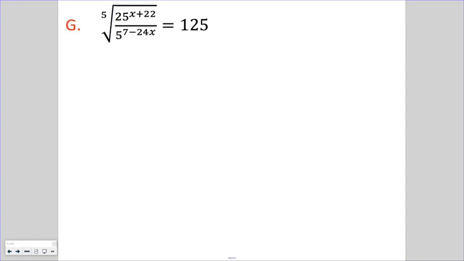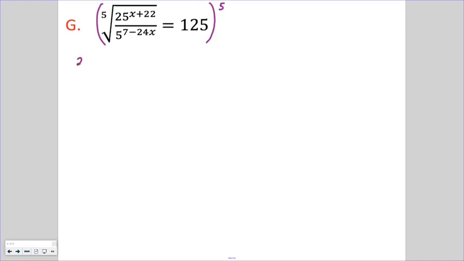Our very final example of applying rules of exponents to solve equations comes in the form of example G. Again, in this case, x is in the exponents, so we're probably going to be looking to get the same base on the left and the right-hand side. I have this 5th root here, and the first thing I'm going to do is get rid of it. To get rid of a 5th root, we raise everything to the power of 5. Same way we get rid of the square root, we raise everything to the power of 2.